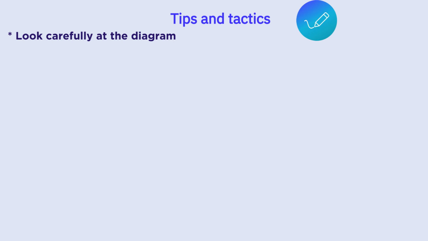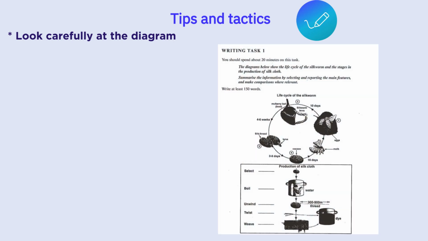The first step is to look carefully at the diagram. Look at each picture or stage. Don't rush through this step. Make sure you understand the diagram before you start to write. Underline important words in the question and identify what process is being presented in the diagram.